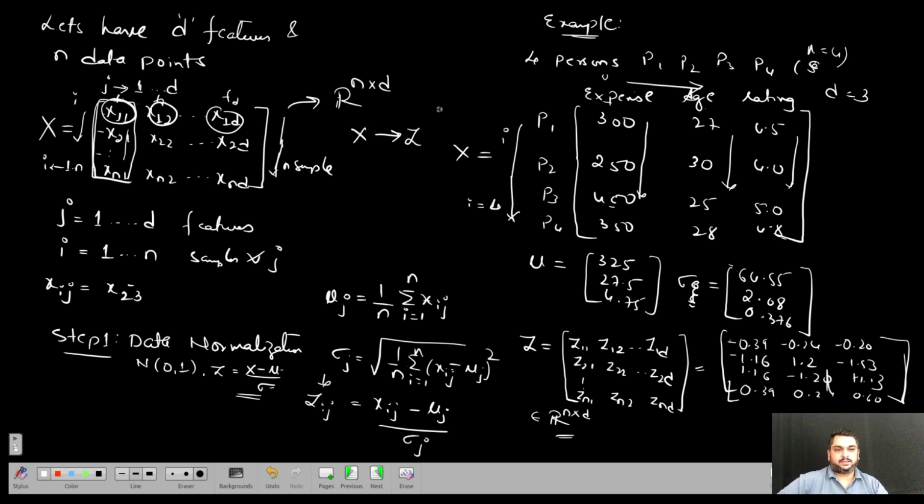Why am I doing normalization? Again, I'll repeat. There are multiple dimensions here, so one dimension's scaling effect should not have an impact on the results. So you convert them onto the same base, that is standard normal, and then convert into the Z matrix. Okay, now we'll go to the second step. Step 2 is actually important. This is where actual PCA starts.